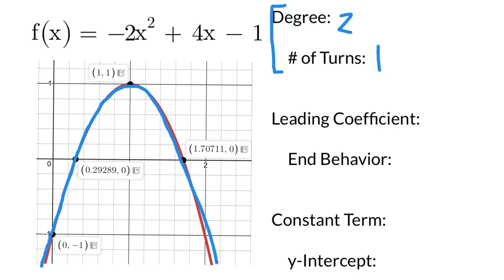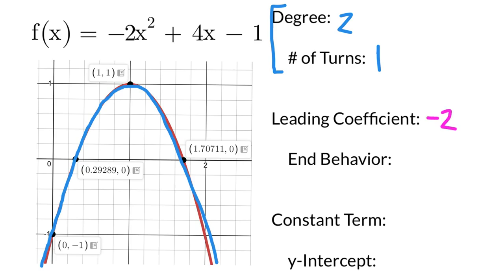How about the leading coefficient? When we're talking about the leading coefficient, a coefficient is the number that's multiplied by our variable. So the leading coefficient is the one that's multiplied by our leading term. In this case, our leading coefficient is negative 2.